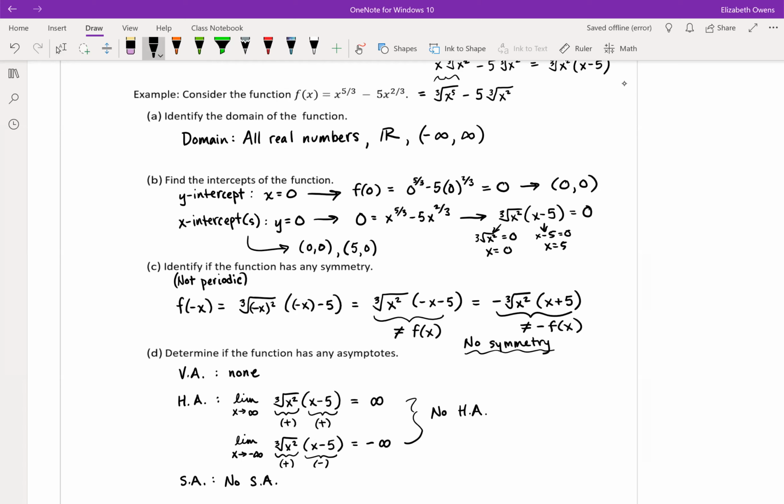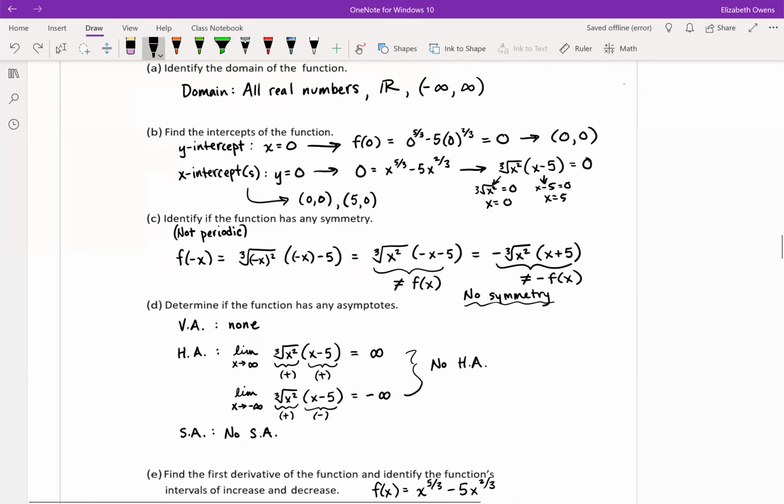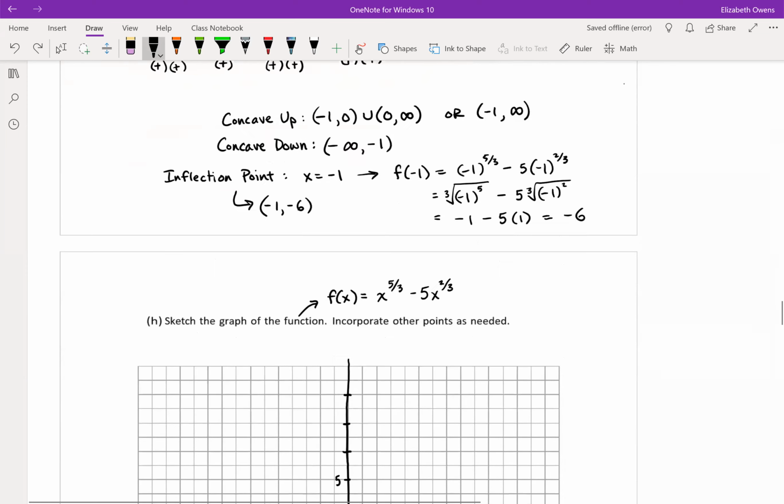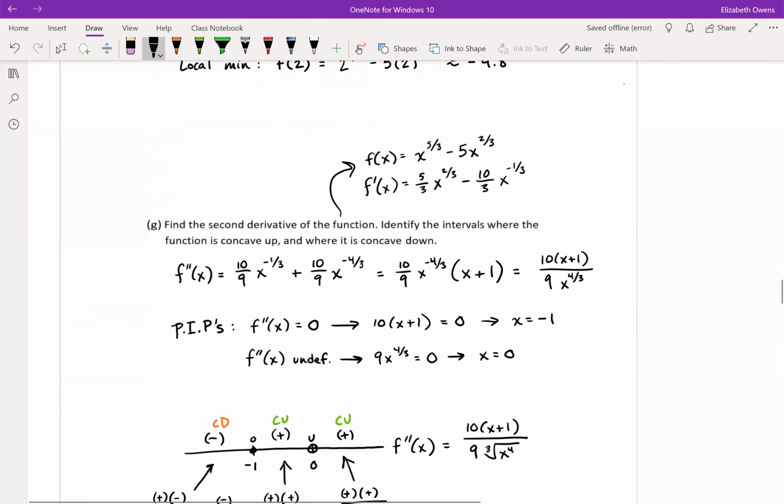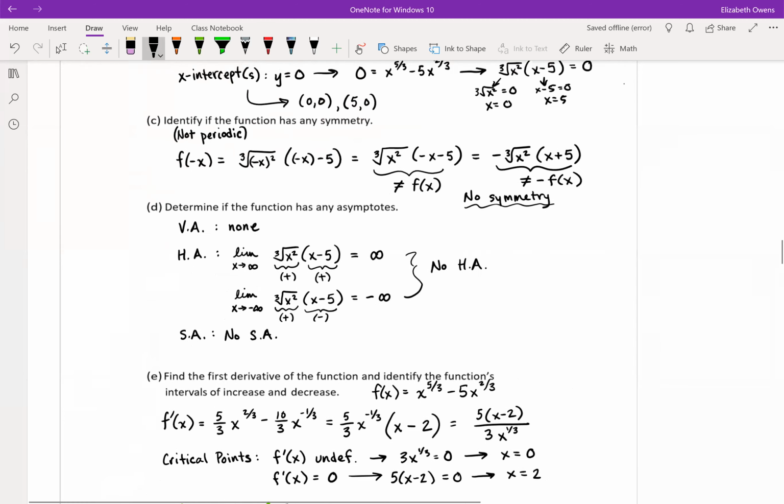And then part B, our intercepts here. We have an intercept at the origin and we have an intercept at 5, 0. So those are solid points to put on the graph. So let's go and put those points on our axes. 0, 0, and 5, 0. Okay, so this is a point on the graph and this is a point on the graph. Okay. Intercepts, check.